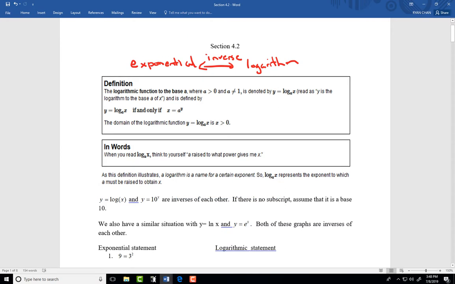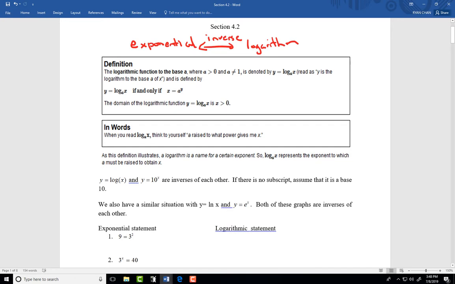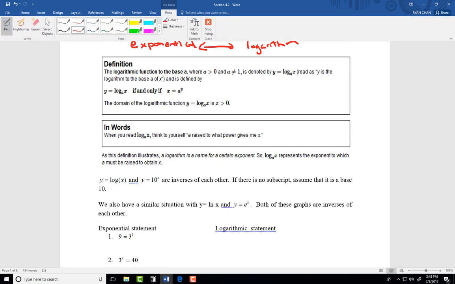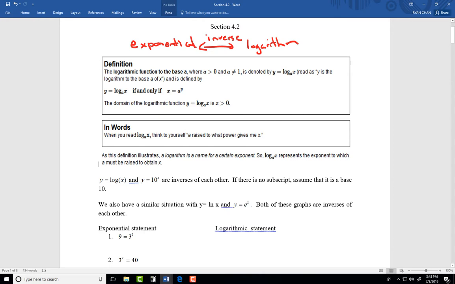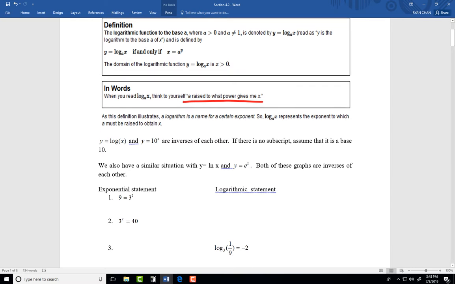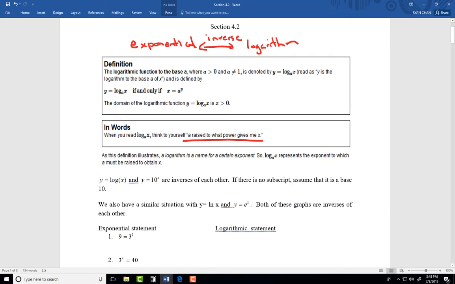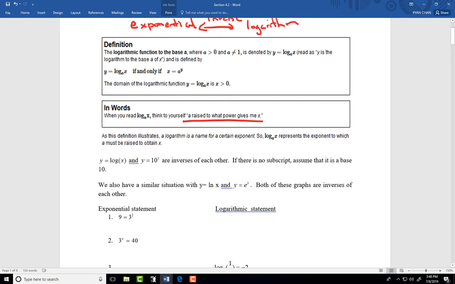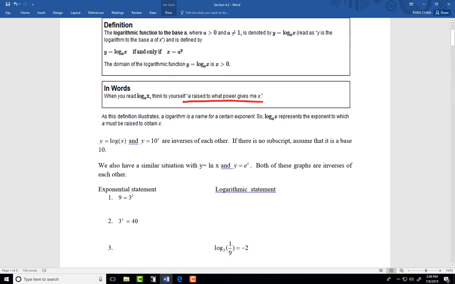And a way to read this, and this is also in the PowerPoint too, is to think of it as opposite. So what power would give you x, okay? We'll explain this a little bit more, okay? The idea is essentially logarithm is kind of backwards or the inverse of an exponential. Now, there are several types of exponentials and several types of logs, okay?